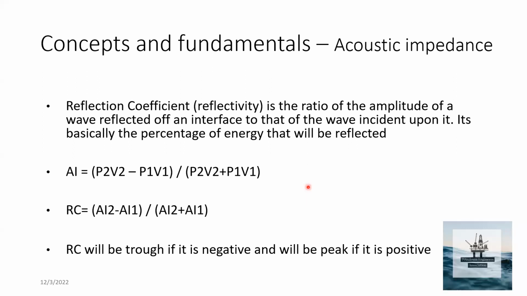The reflection coefficient is the ratio of the amplitude of a wave reflected off an interface to that of the wave incident upon it. According to the equation, the reflection coefficient equals (ρ2V2 − ρ1V1) divided by (ρ2V2 + ρ1V1), where ρ is the density and V is the velocity of the layer. The reflection coefficient is the acoustic impedance of the second layer minus the acoustic impedance of the first layer, divided by their sum. The reflection coefficient will be a trough if it is negative and will be a peak if it's positive.